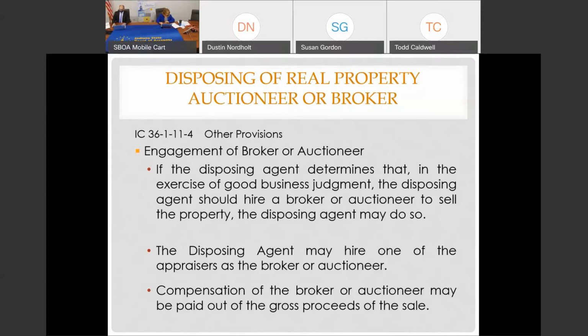Now, we do get a fair amount of questions on what that means, compensation of the auctioneer or broker out of the gross proceeds of the sale. And the proper procedure for that would be to go ahead and receipt in the gross proceeds to your fund, and then the amount to be paid to the broker or auctioneer would be paid through the claims process.